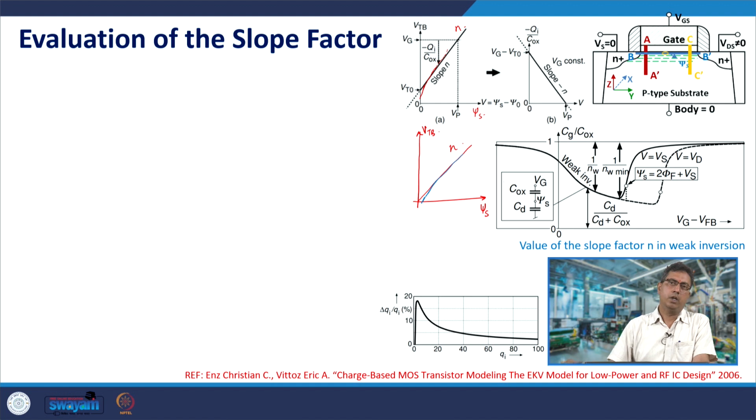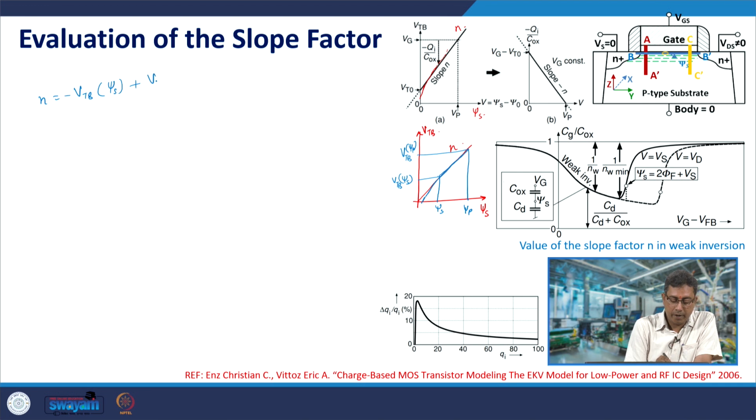Suppose we want to obtain the slope for a value of chi s which has this value, and we know that this is our chi p, the pinch-off surface potential. This is VTB for the value of chi p that we are discussing. Now we want this slope. Suppose your chi s is not very small. In that case, the slope between these two values of chi s and chi p is what you want to extract. So this is VTB of chi s, and you would say that the slope n is VTB of chi p minus VTB of chi s, divided by chi p minus chi s.